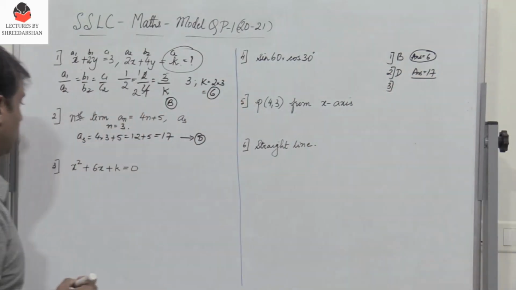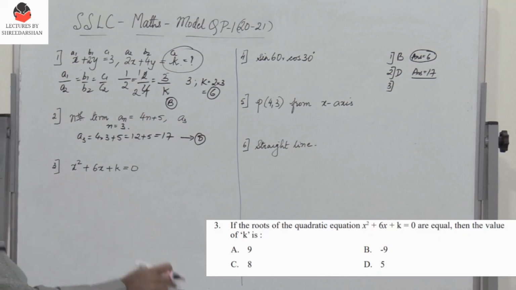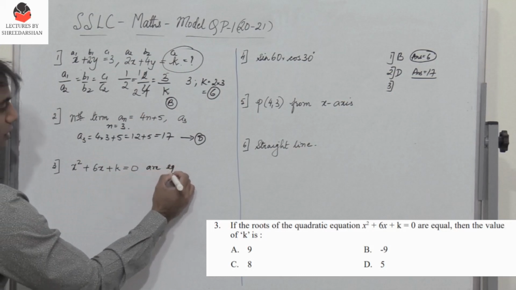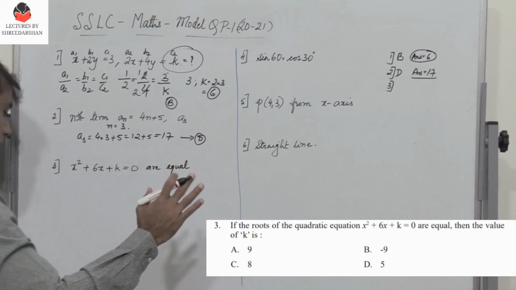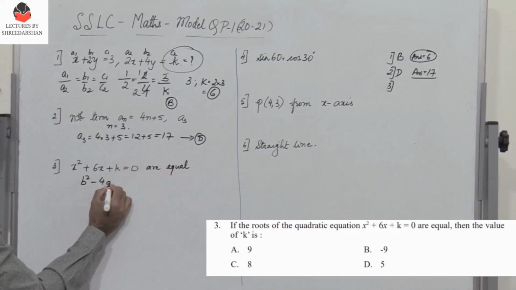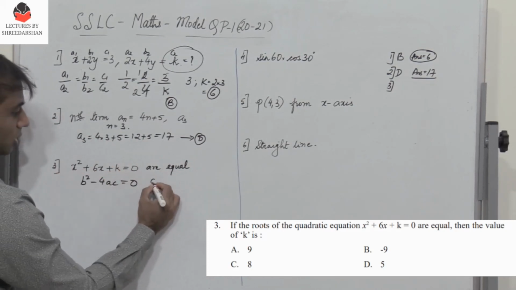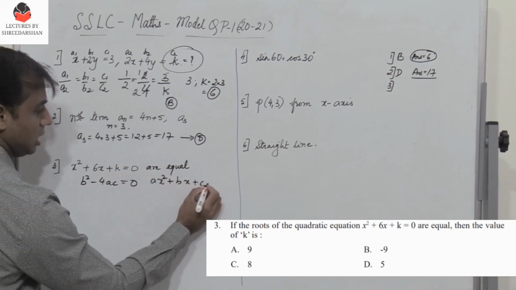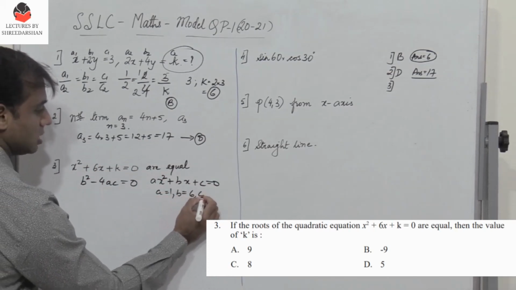The third one, the roots of the quadratic equation x squared plus 6x plus k are equal. So it's been given that they are equal. So we need to find the value of k. So if the roots of the quadratic equation are equal, then definitely b squared minus 4ac equals 0. And we know that if I compare this with ax squared plus bx plus c equal to 0, now a is 1, b is 6 and c is k.